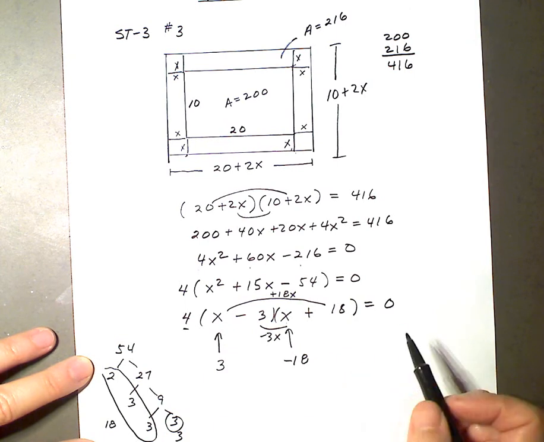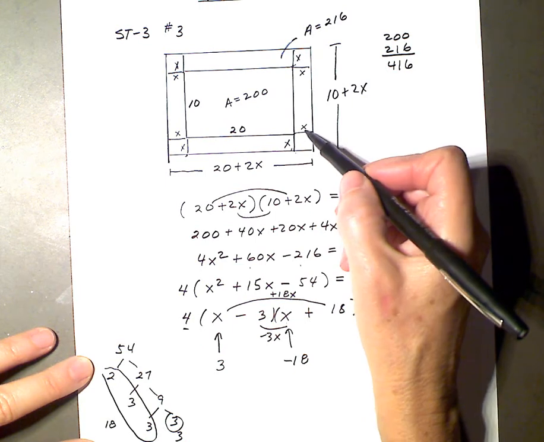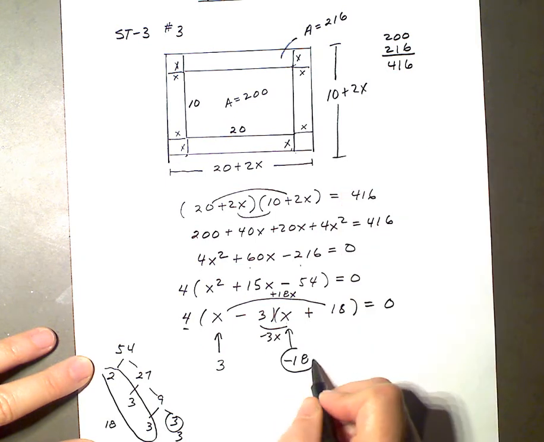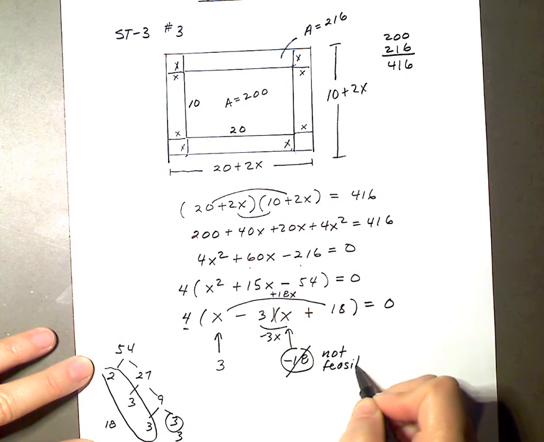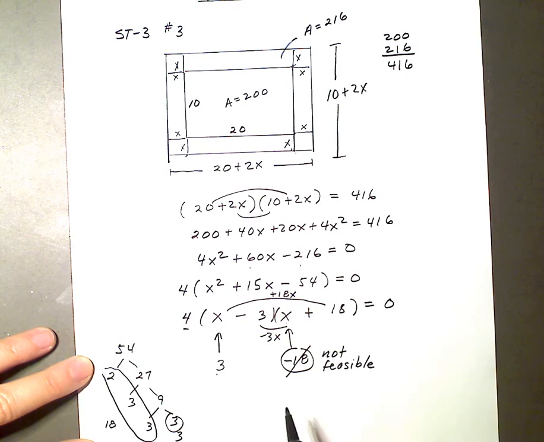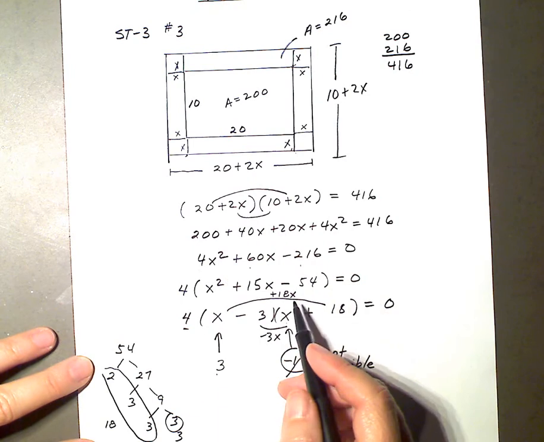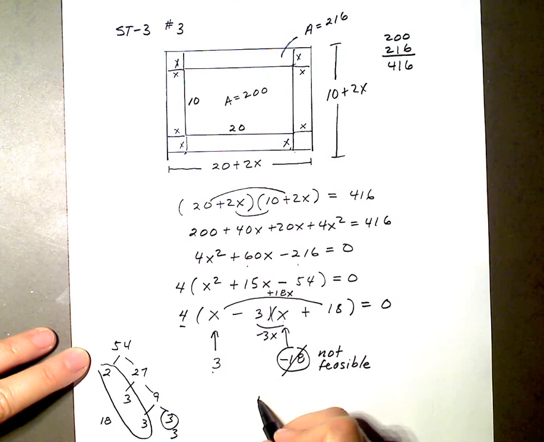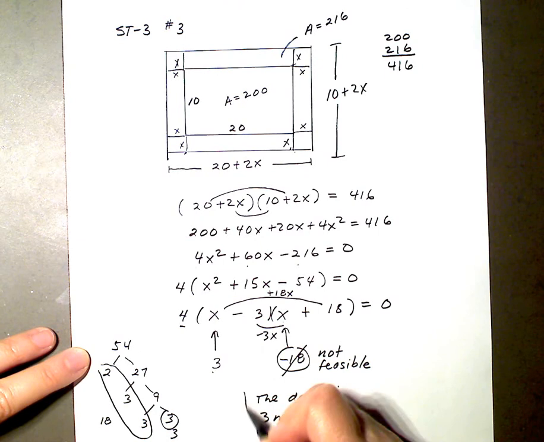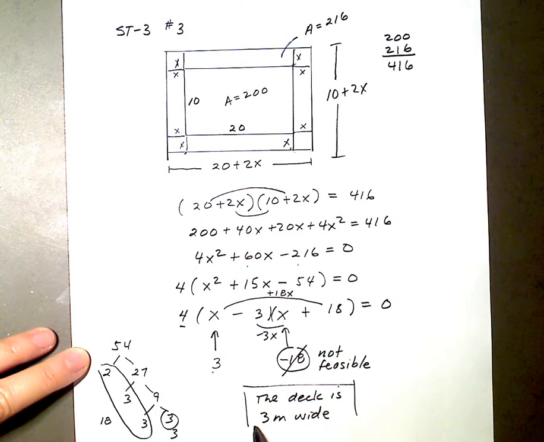Well, negative 18 can't be the width of a deck. That's not feasible in the real world. So what I've got is that the deck width is 3, and you can plug that 3 back in to here and check everything, and it should work. So the deck is 3 meters wide. And that is it.